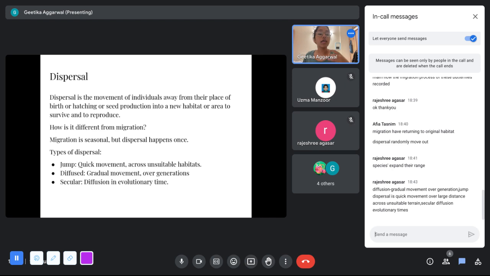For example, like we were talking about occupying different territories in tigers. So there is a tigress which is with its own territory, and then there are the cubs that will move out. So that is happening over generations. It has its own territory. The cubs will have different territories, and their progeny will have different territories. That will be a diffused sort of dispersal. And there is secular dispersal, which is going to happen over evolutionary times.